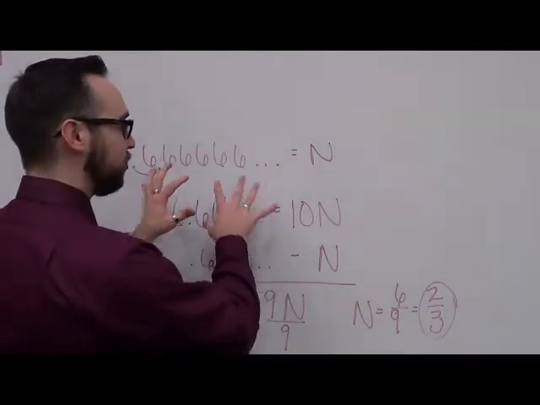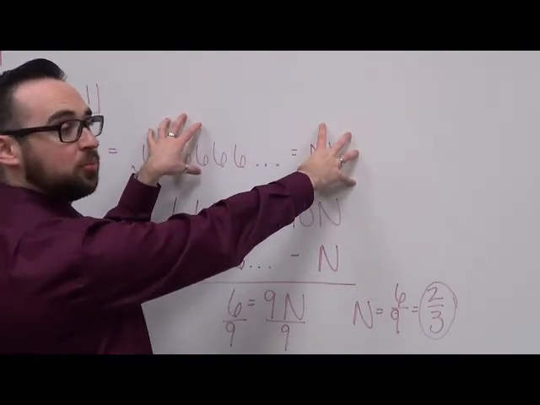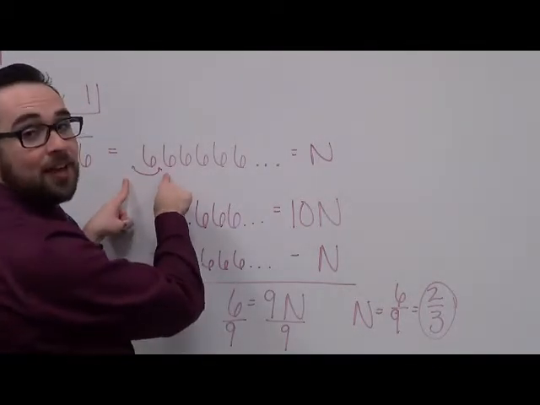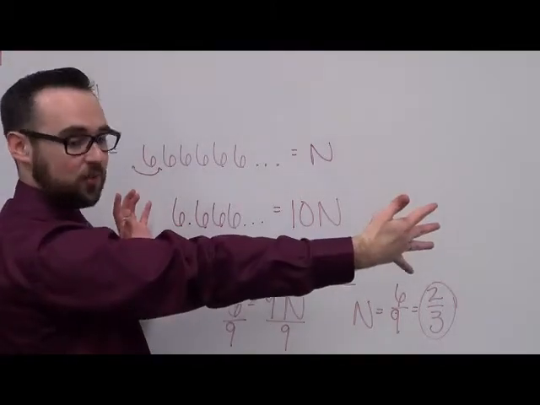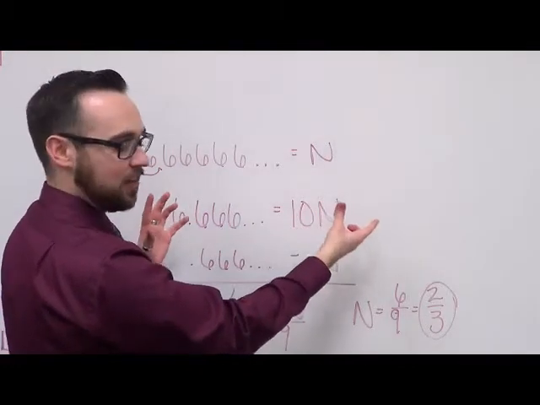Down here, I multiply both sides of this equation by 10. So remember, as many zeros as you multiply by, that's how far the decimal moves. So when I multiply it by 10, that made it 6.66666, so on and so forth. And over here, multiply n by 10, and you get 10n.